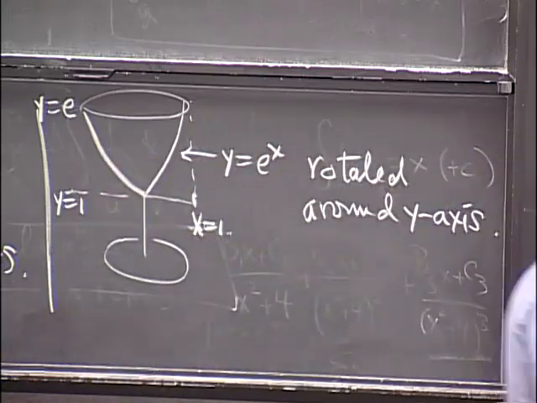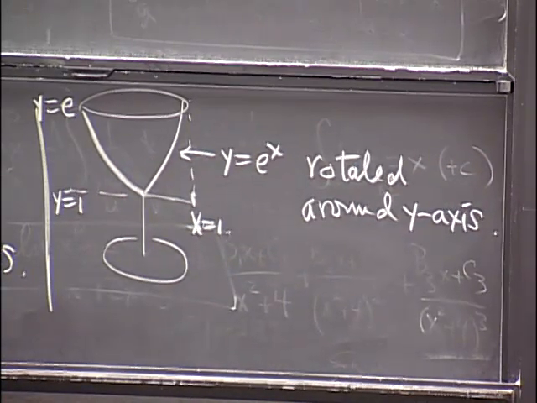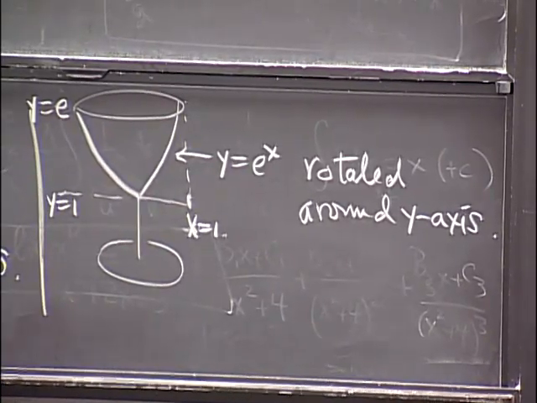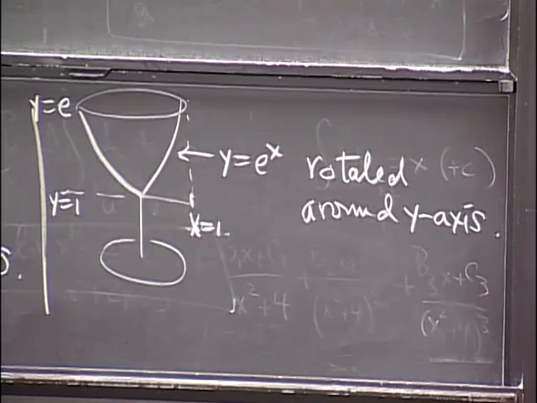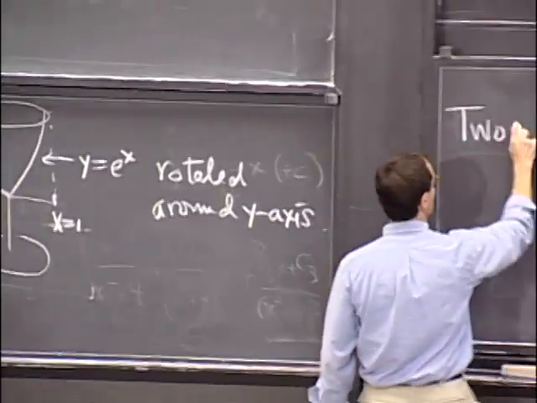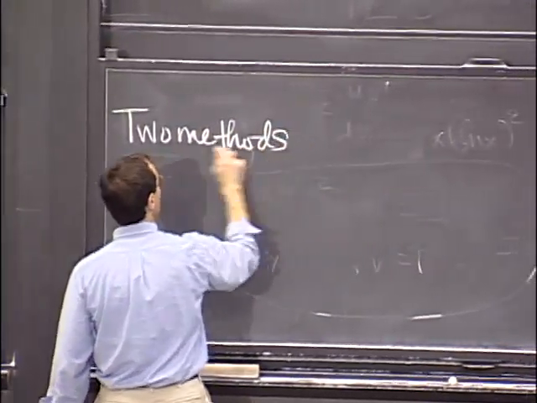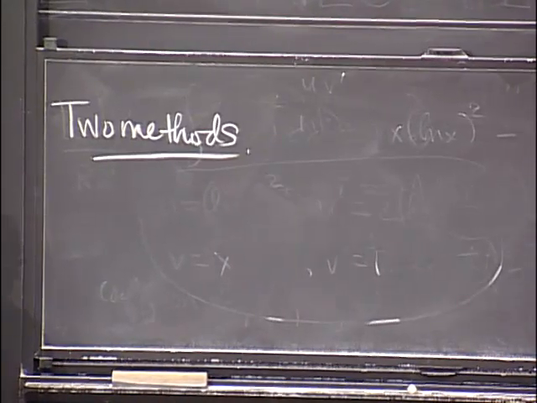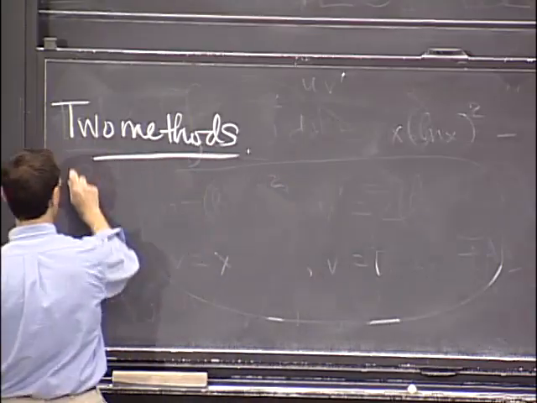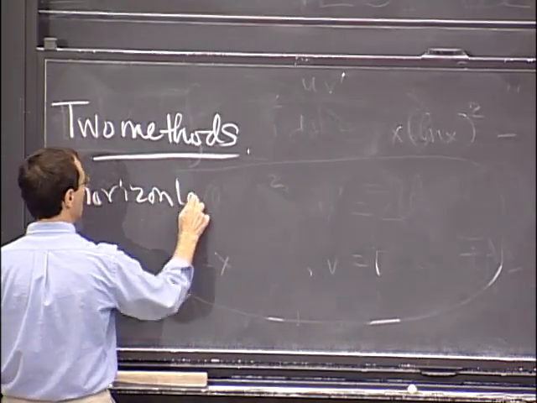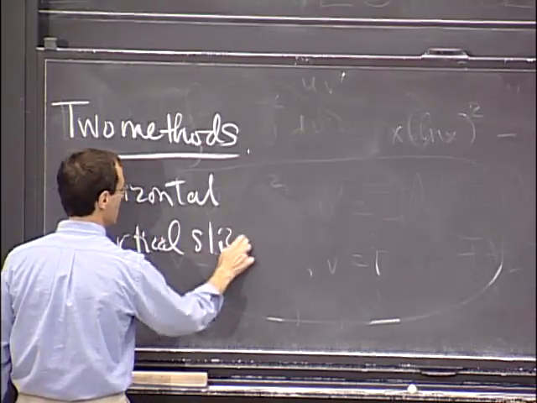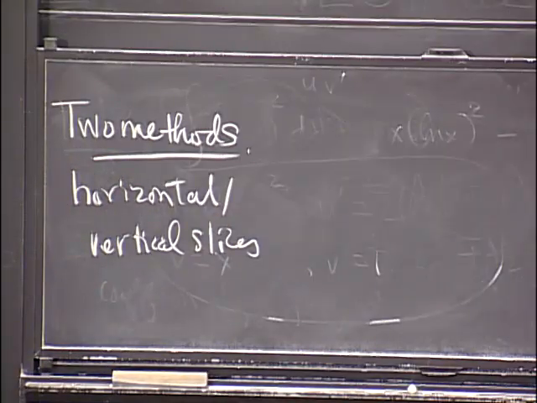Now, there are two ways to set up this problem. And so there are two methods. And this is also a good review because, of course, we did this in the last unit. The two methods are horizontal and vertical slices. Those are the two ways we can do this.